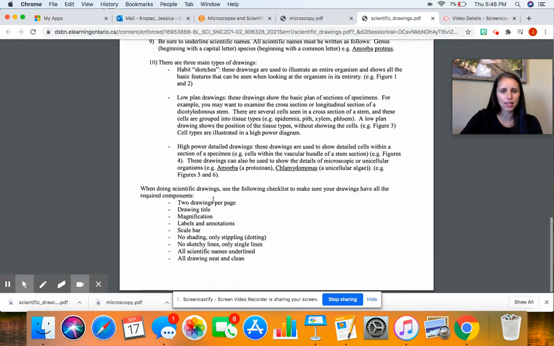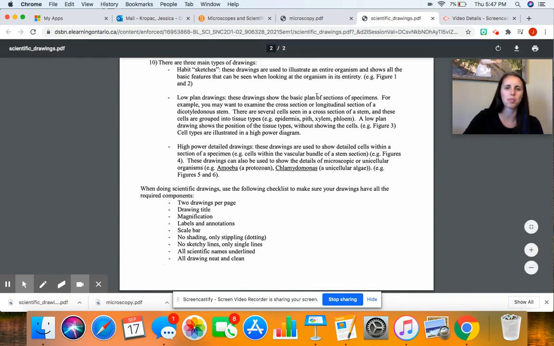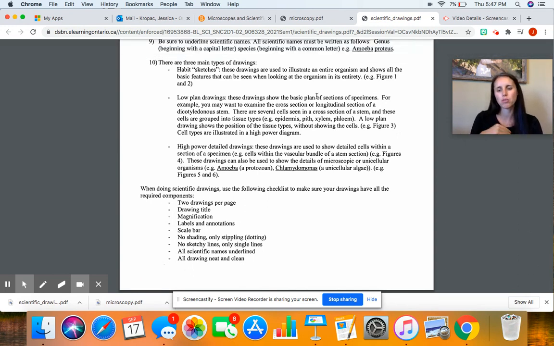Outside of that, this just goes through a nice little overview of what I had there. So if you know how to properly use the microscope and you know how to properly draw things under the microscope, I would say we are ready to go ahead and start our first cell lab.